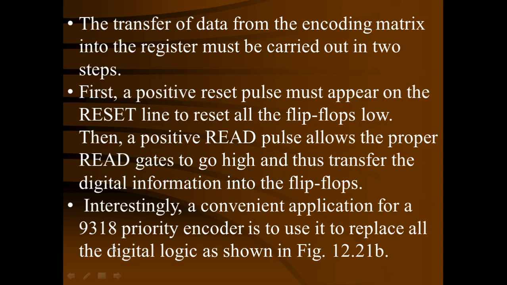Interestingly, the convenient application for the 9318 priority encoder is to use it to replace all the digital logic as shown in figure 12.21b. So whatever encoding matrix we have prepared using the NOT gates, the inverters, and the AND-OR network, etc., it can be replaced directly using one TTL IC. That TTL IC is 9318, which is known as a priority encoder. So it is a priority 0 encoder. That means it is giving the priority to the lowest order reference voltages.